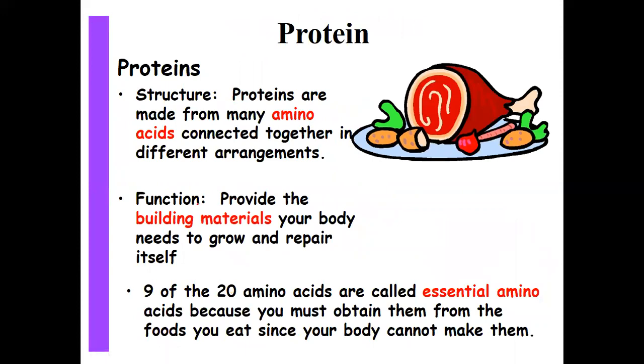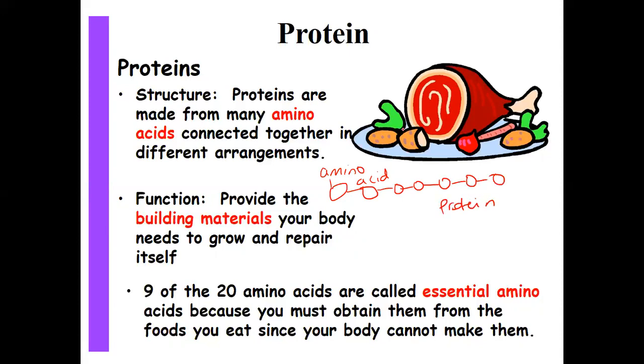Now proteins. The structure of protein is made up of many amino acids. The same thing I told you. Let's assume this is an amino acid. An amino acid is a small molecule, or one single unit of protein. When it's linked together, it forms a long chain of amino acids, which is what we call protein.